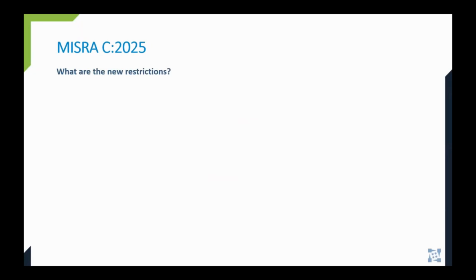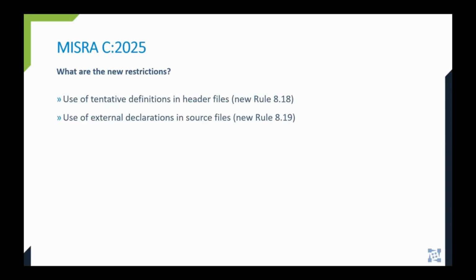MISRA C 2025 gives us some new restrictions, disallowing some code as potentially dangerous or causing developer confusion. This includes use of tentative definitions in headers and external declarations in source files. There is a new rule that disallows implicit comparison of pointers to null. This has been previously handled by multiple rules, but not all cases were covered. So now we have a specialized rule for this.